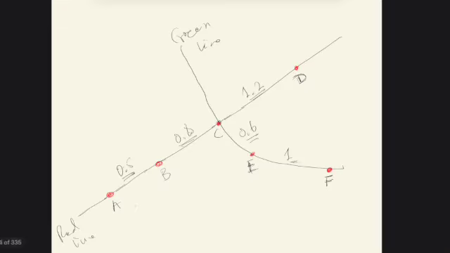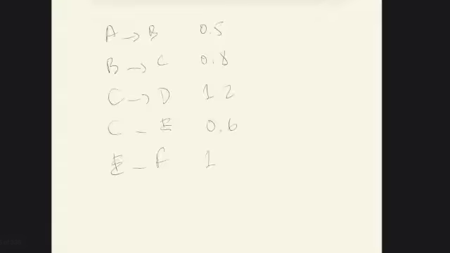So that is recapped here. A to B, 0.5, B to C, 0.8, C to D, 1.2, C to E, 0.6, and E to F, 1 mile. If we add all this, we'll come to 4.1 miles. 5 stops produce a journey of about 4.1 miles. But another 5-stop journey could be shorter or much longer. That's why subway mathematics depends not only on the number of stations, but also on the distance between them.